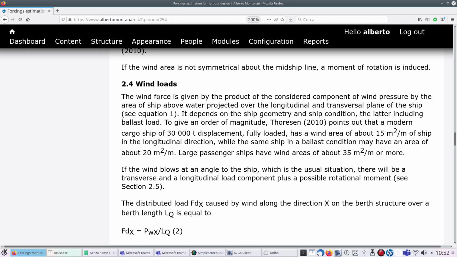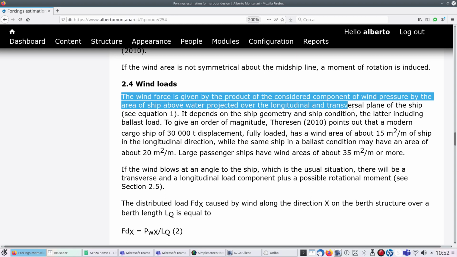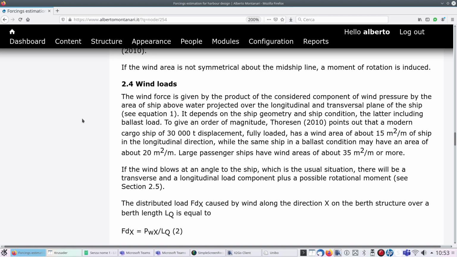So we already know that the wind force is given by the product of the considered component of the wind pressure by the area of ship above water, appropriately projected. Of course, this force depends on the ship geometry and ship condition, in particular ballast load. Keep in mind that if you increase ballast, then you reduce the exposure of the boat to wind.